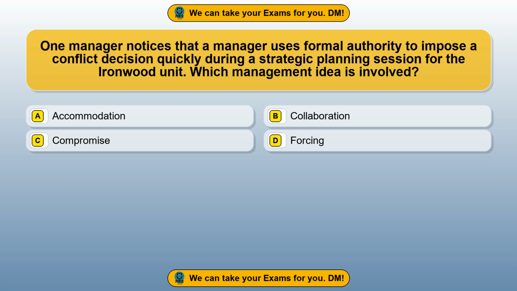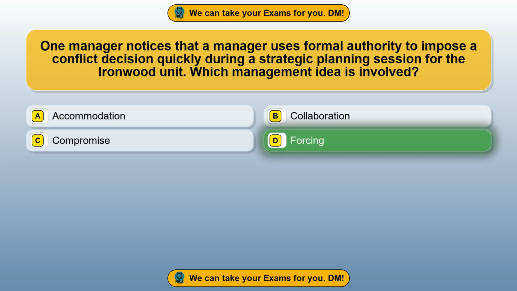Question 23. One manager notices that a manager uses formal authority to impose a conflict decision quickly during a strategic planning session for the Ironwood unit. Which management idea is involved? Option A, accommodation. Option B, collaboration. Option C, compromise. Option D, forcing. The correct answer is option D, forcing.